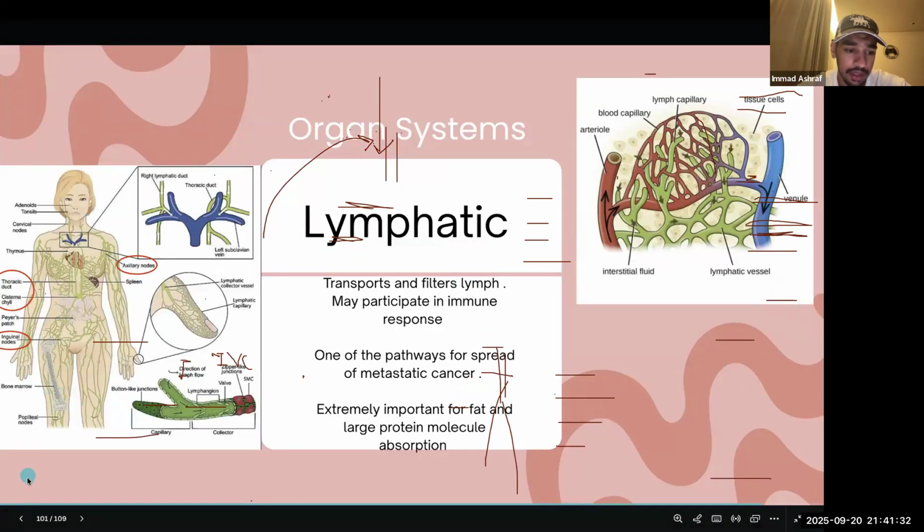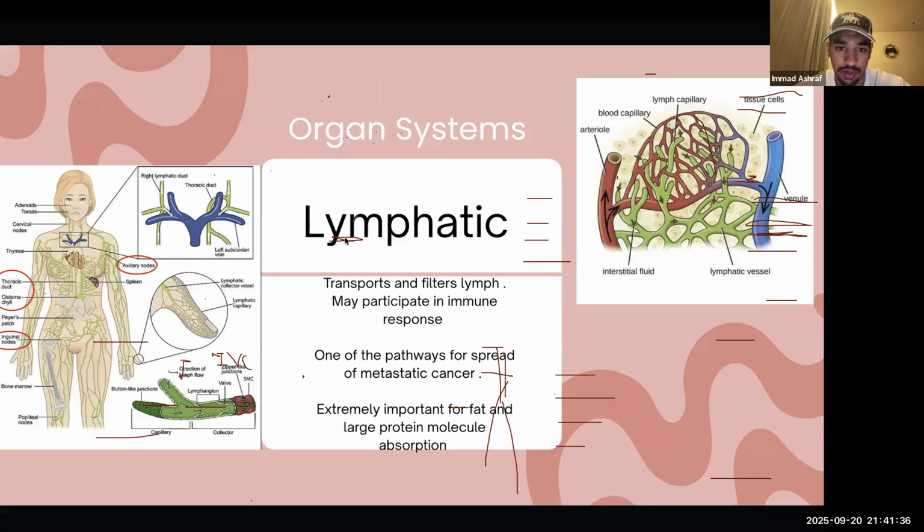Now we're talking about lymph, and then we're done for the day. I know it's been really long. I apologize for how long it took. Just want to make sure that you guys understand everything.